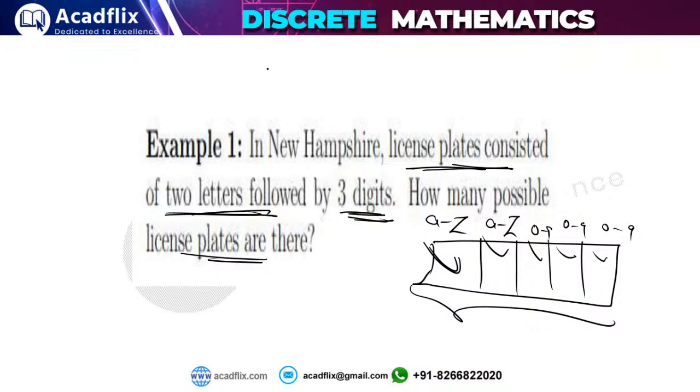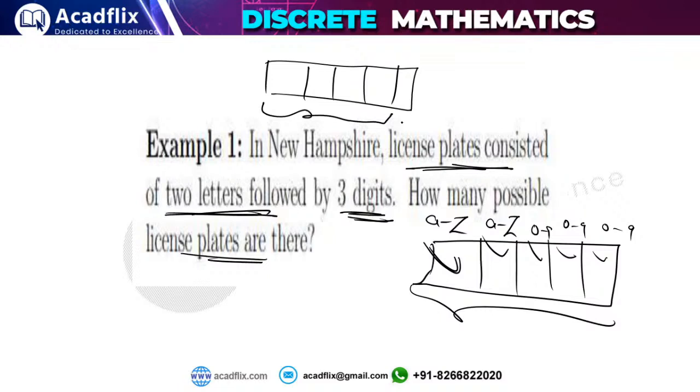So you can try this question. Let me give you the answer. So the answer will be very easy. See, your task is to make the license plate. This is your complete task. And you can divide this task into 5 tasks. You complete this, then you complete this, then you complete this, then you complete this, then you complete this. How many ways are there to complete this task? You can put A to Z. A to Z, total 26 letters are there.